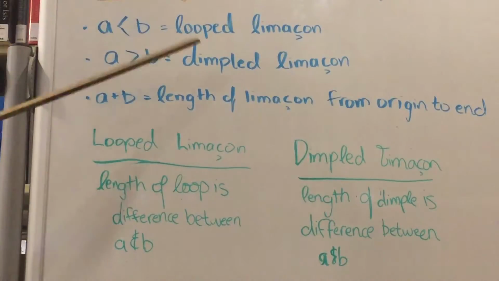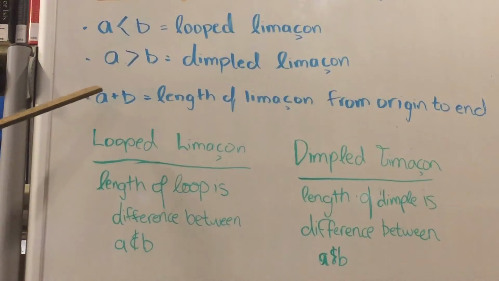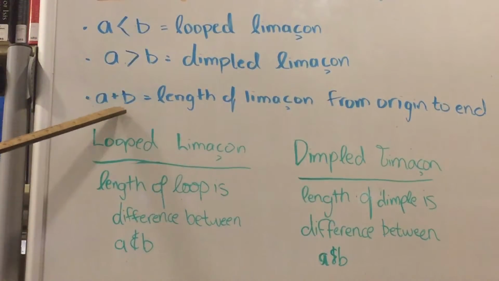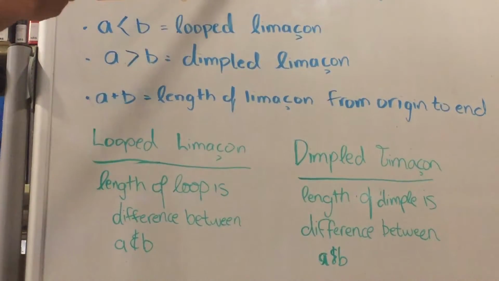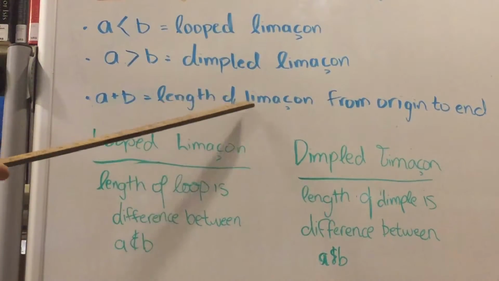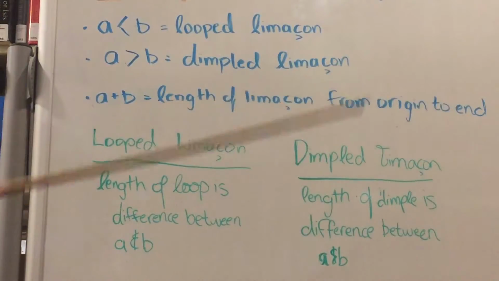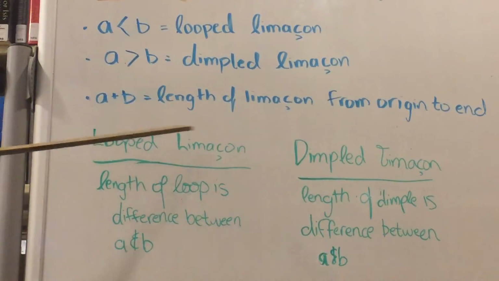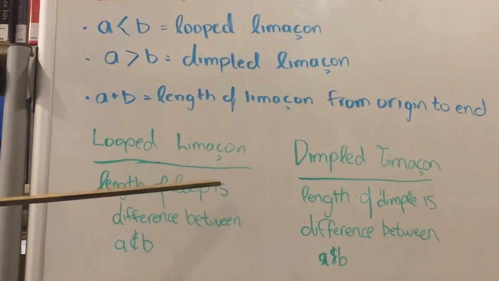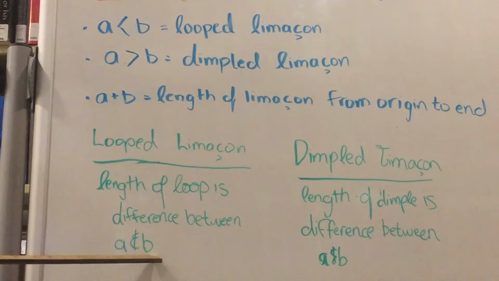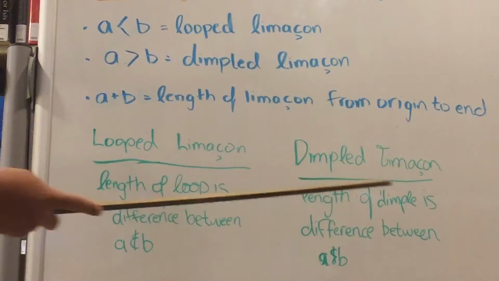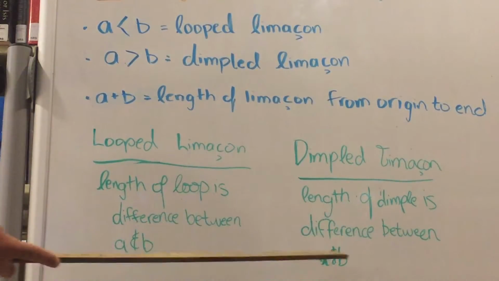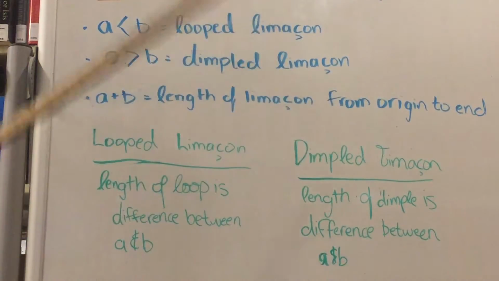And that's how you figure out what type of limit zone it is. Secondly, you have to know what the A value and the B value are. A plus B, the A value plus the B value, will be the length of the limit zone from the origin to the end. And we'll see this in the graphs. And the last thing, for looped limit zones, the length of the loop is the difference between A and B values. And for dimpled limit zones, the length of the dimple is the difference between the A value and the B value. So now let's look at some graphs.